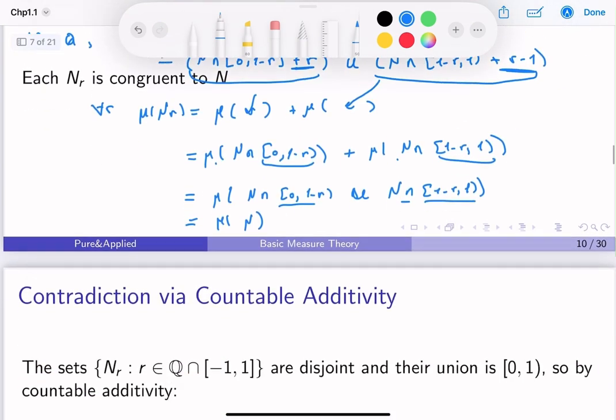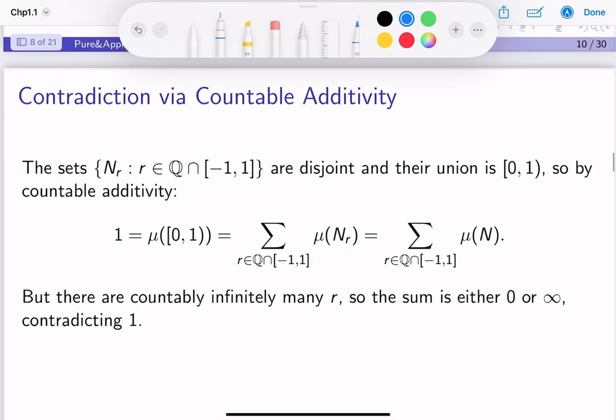We're reaching the end of this example. It suffices to observe that these N_r's cover the interval [0, 1]. And why do they cover the interval [0, 1]? We can do it this way, or it doesn't matter, we can just restrict ourselves to [0, 1]. But anyways, just to be careful here, let's take the r's to be all the rationals in [-1, 1].